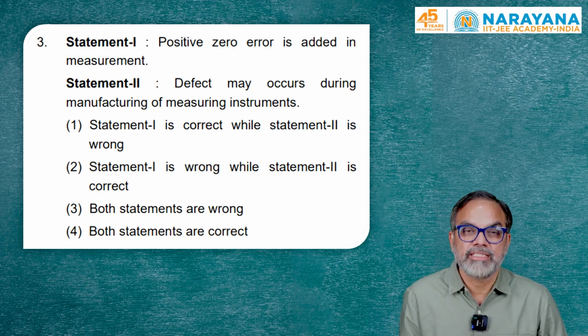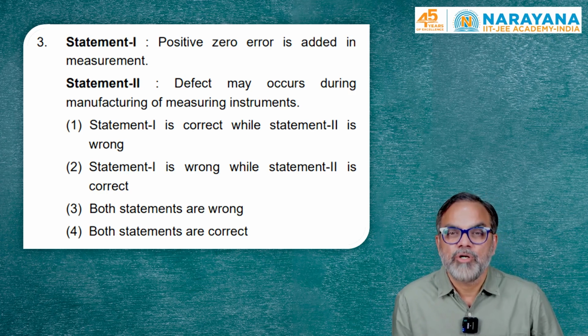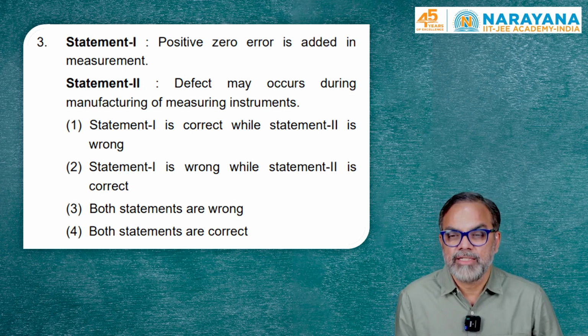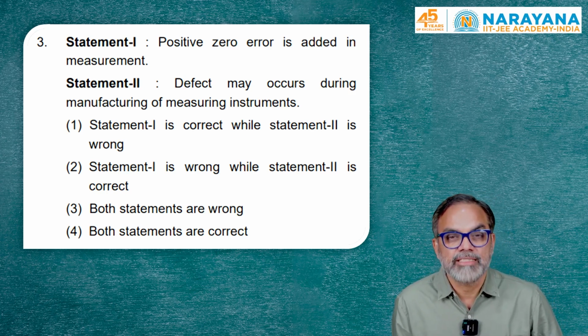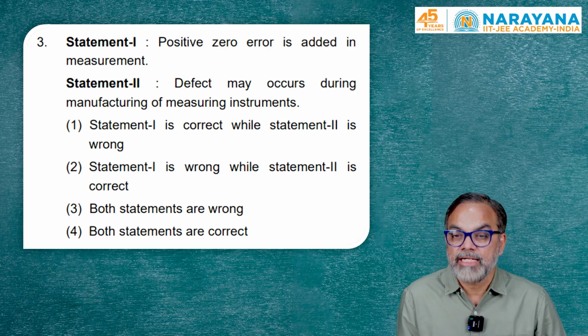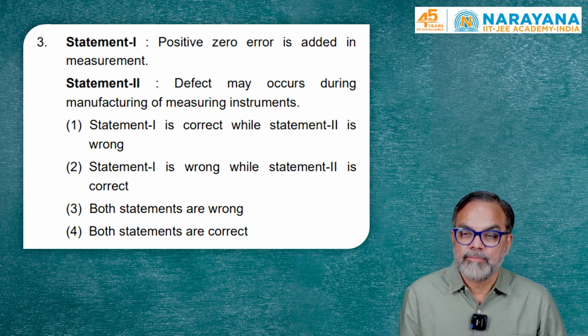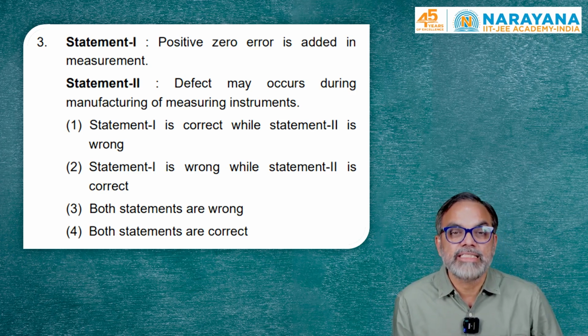So here we go for the third question, and this is a question which contains two statements, and there are four options given. The statement one is positive zero error is added in measurement. Now this is a wrong statement. All of us know in any kind of measurement, zero error is always subtracted with sign. So positive error is subtracted and negative zero error is added. So the first statement is wrong, students.